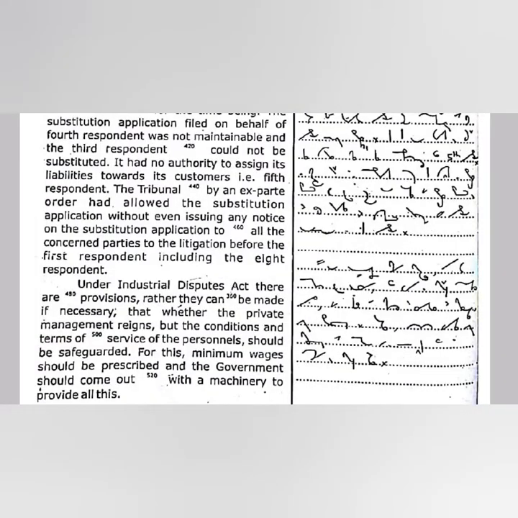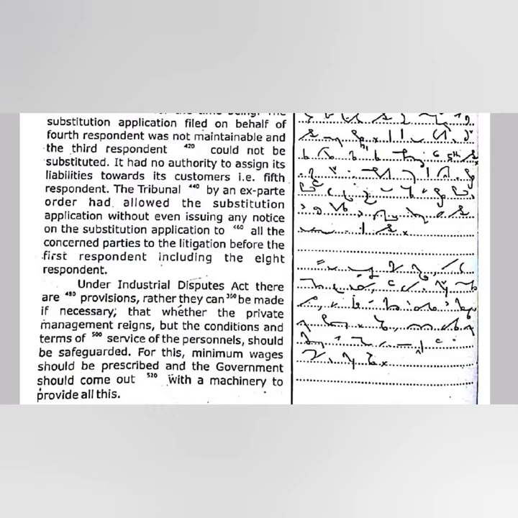The substitution application filed on behalf of the fourth respondent was not maintainable, and the third respondent could not be substituted. It had no authority to assign its liabilities towards its customers, the fifth respondent. The tribunal, by an ex parte order, had allowed the substitution application without even issuing any notice on the substitution application to all the concerned parties to the litigation before the first respondent, including the eighth respondent.